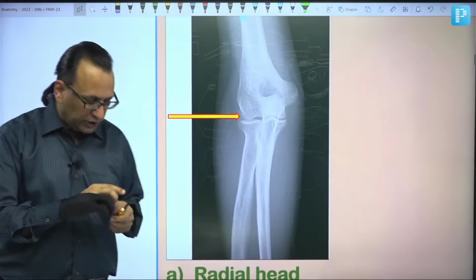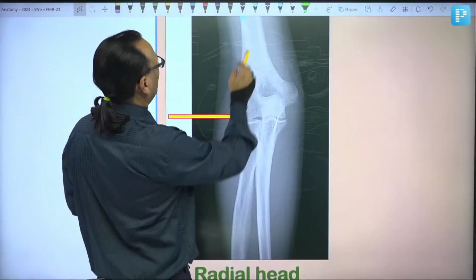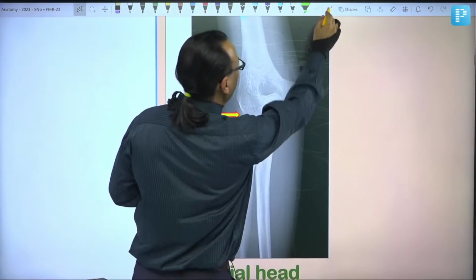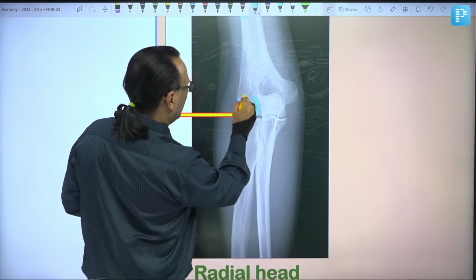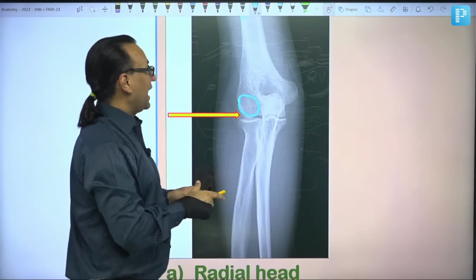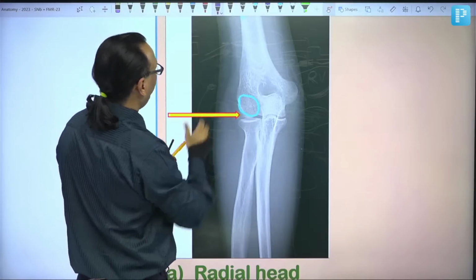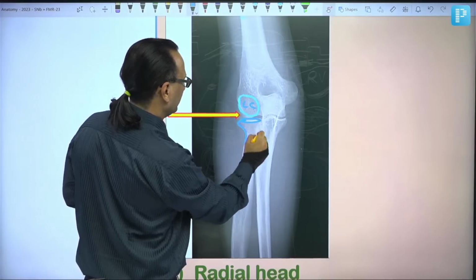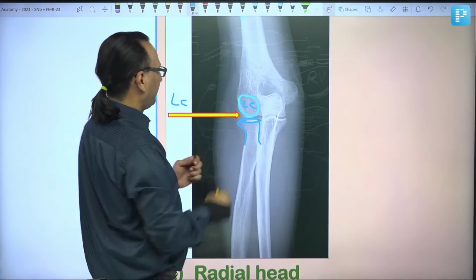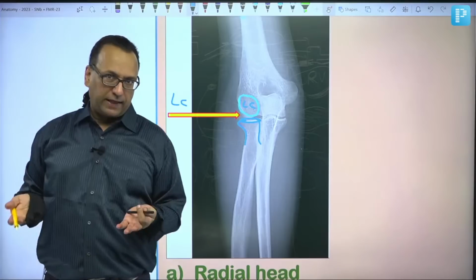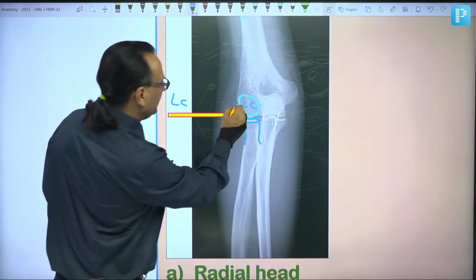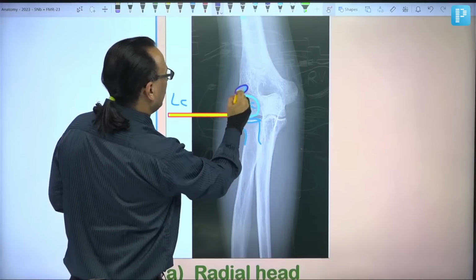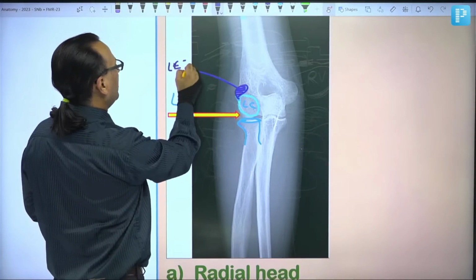The examiner is asking for what is called the cap. This is the capitulum, which is the lateral condyle, and if this is the lateral condyle, it is sitting on the head of the radius. So your answer is lateral condyle, which is also called capitulum, and over that you will see there is a projection. There is a projection that is called the lateral epicondyle.